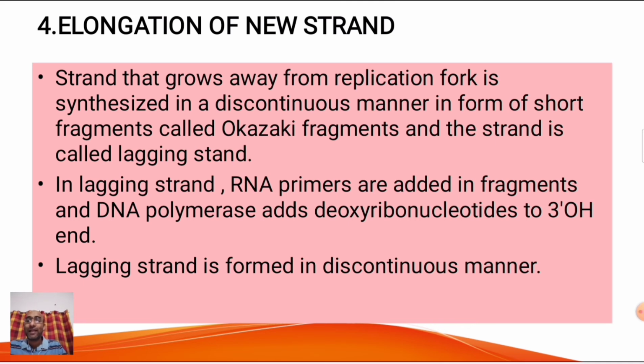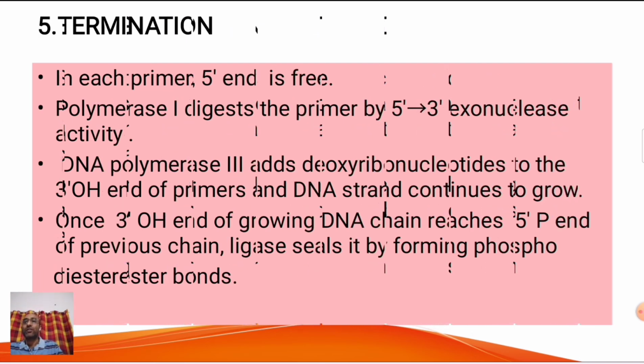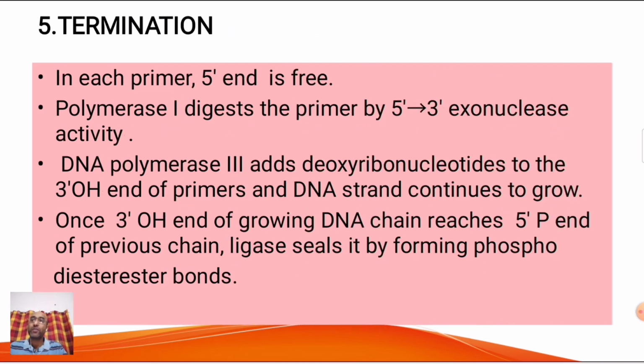Now, in case of the lagging strand, the RNA primers are added in fragments, and the DNA polymerase adds deoxyribonucleotides to the 3'OH end. I have already told you why that is formed in the form of fragments. The lagging strand is formed in a discontinuous manner. Remember it, the lagging strand is formed in a discontinuous manner. So now come to the next part, that is termination.